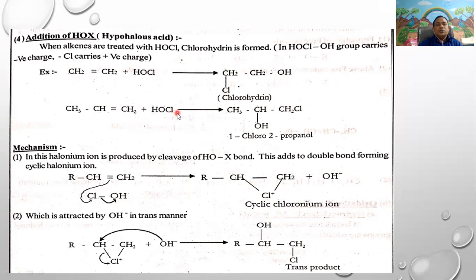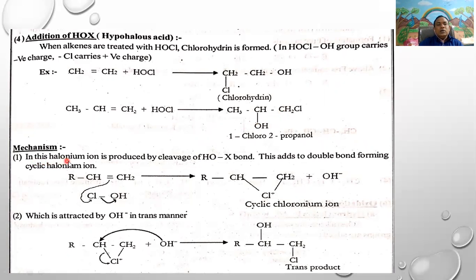upon treatment with HOCl, the negative addendum, meaning OH minus, attacks the carbon containing the least hydrogen, that is, 2-hydroxy-1-chloropropane is obtained as the major product, or Markovnikov product.